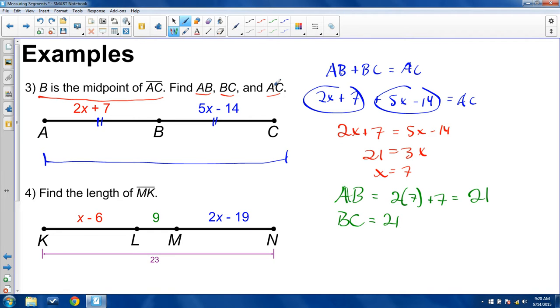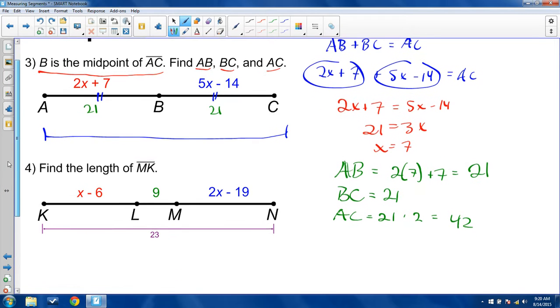And how long is AC? Well, you can add these two, 21 plus 21, or once again, just recognize that if these are the same, then you just double your number. So 21 times 2. I'm sure 21 plus 21 is as easy to obtain, but again, that recognition is really key to understand there are multiple ways to do a problem, and you want to attack all those ways. So we found AB, BC, and AC.